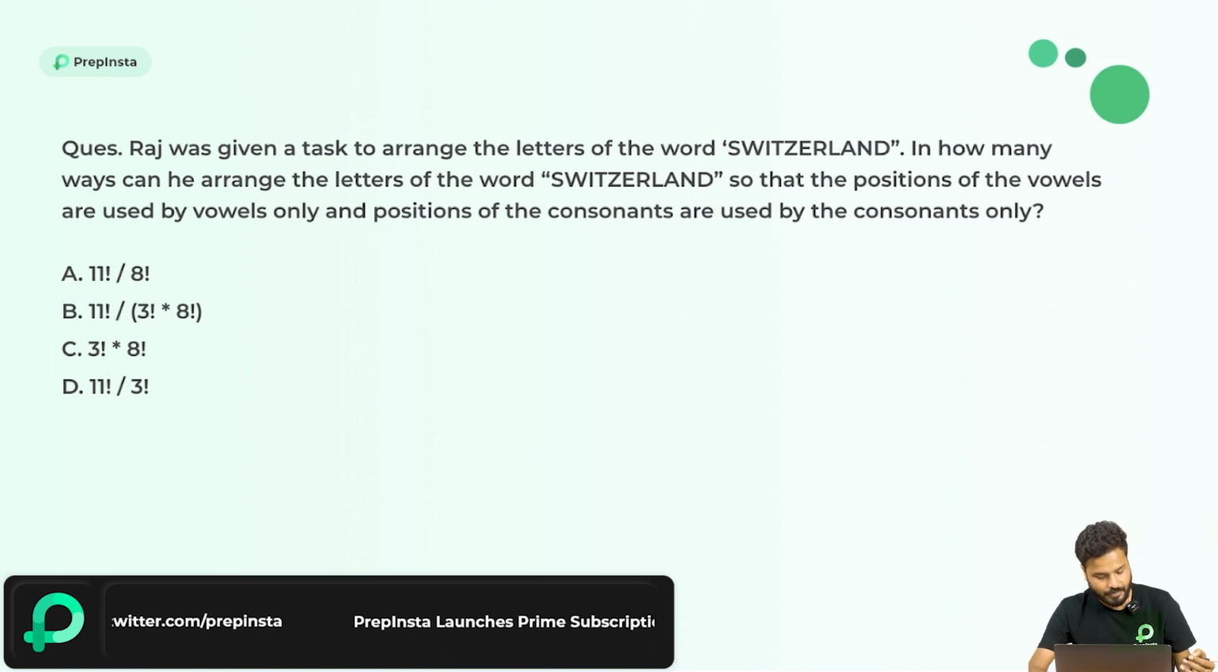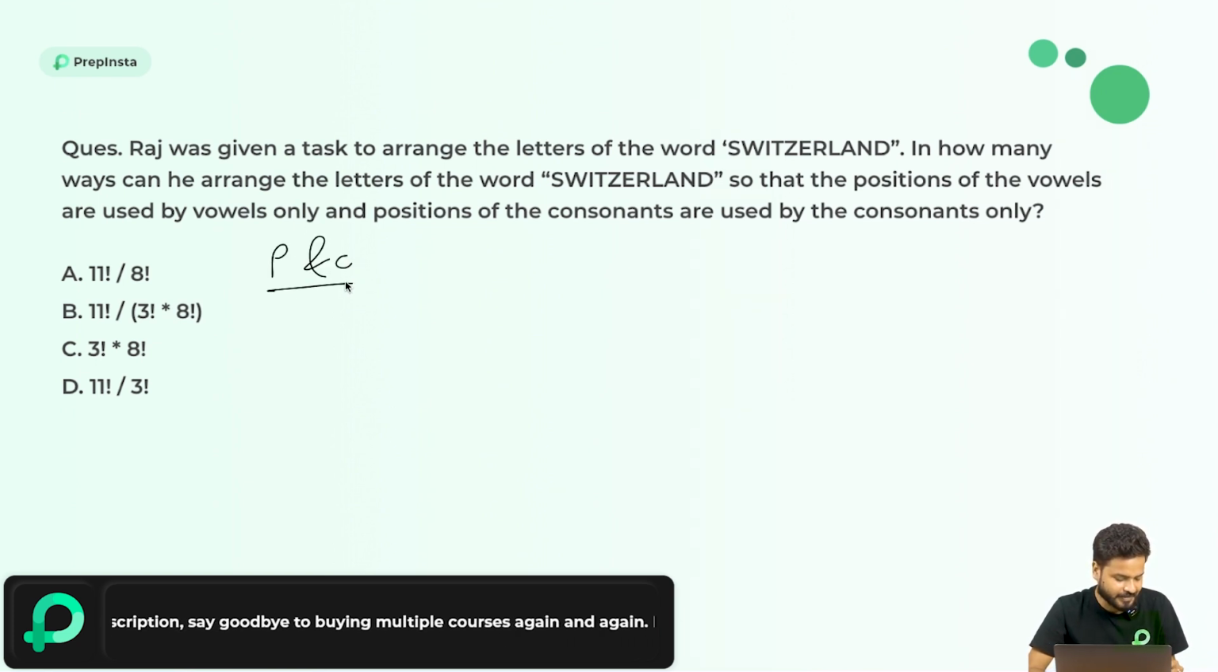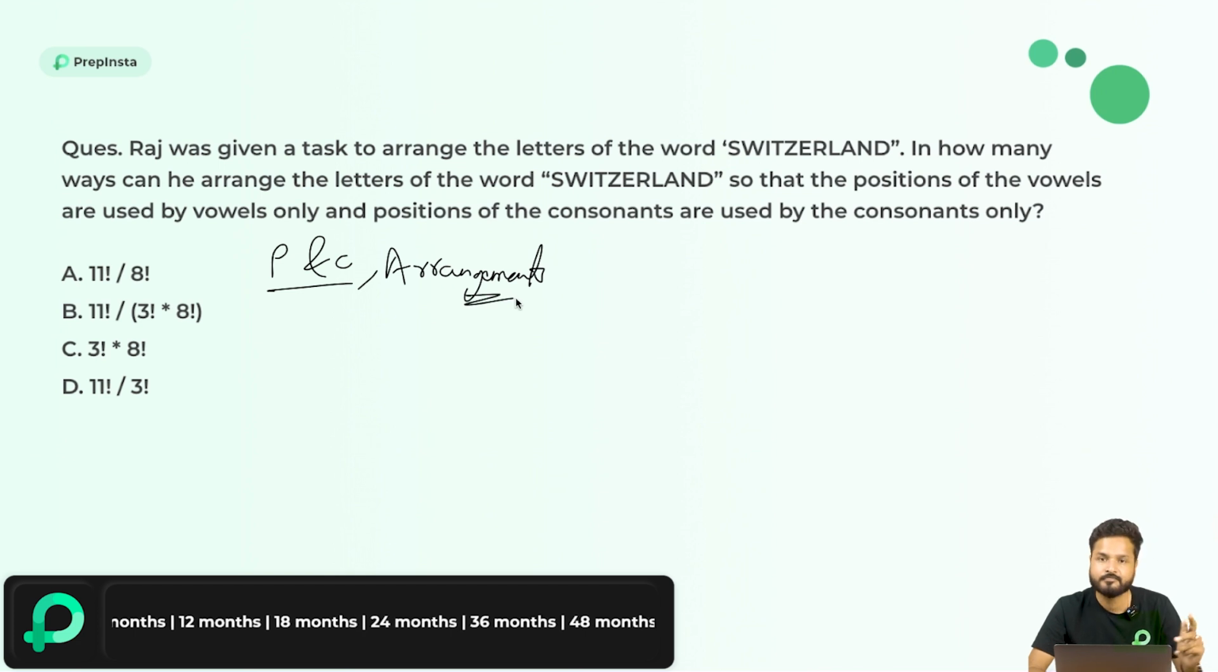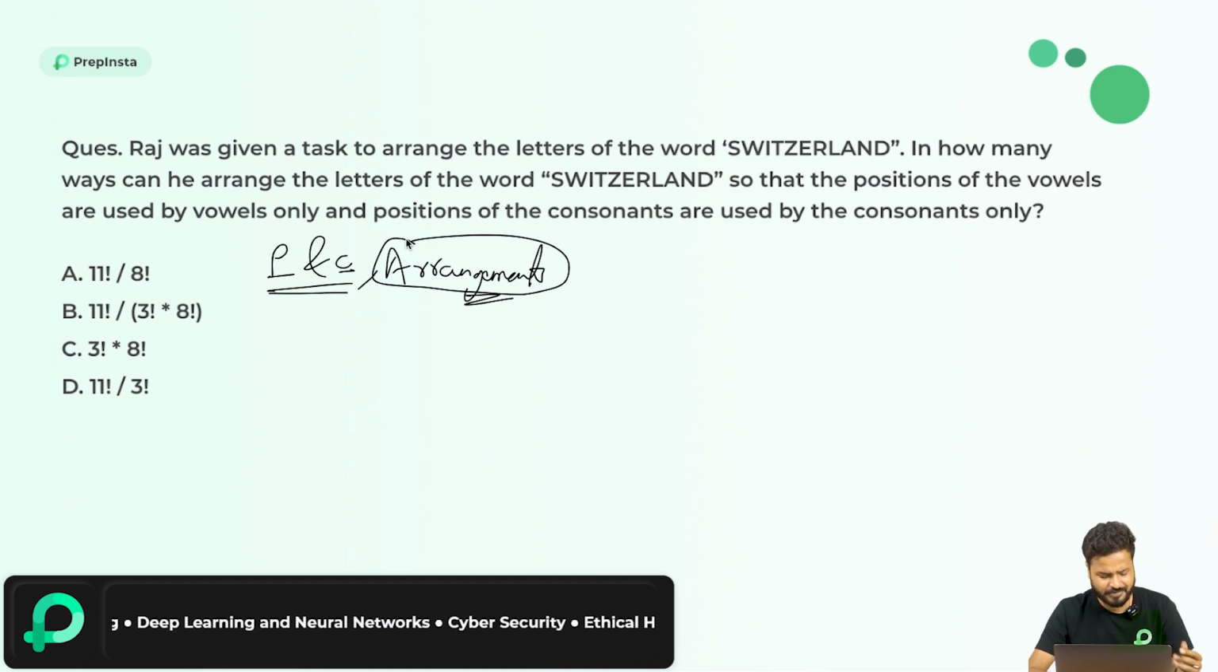Okay. So guys, what is this? Is this permutation combination? No. This is not permutation, not combination. This is, I'll say, simply arrangement. So people who have watched my videos on Prep Insta Prime or my theory video of PNC on Prep Insta Prime, they would be able to understand the difference between permutation, combination, and arrangement. So this is simply arrangement. You're not selecting, you're just arranging them. Switzerland.